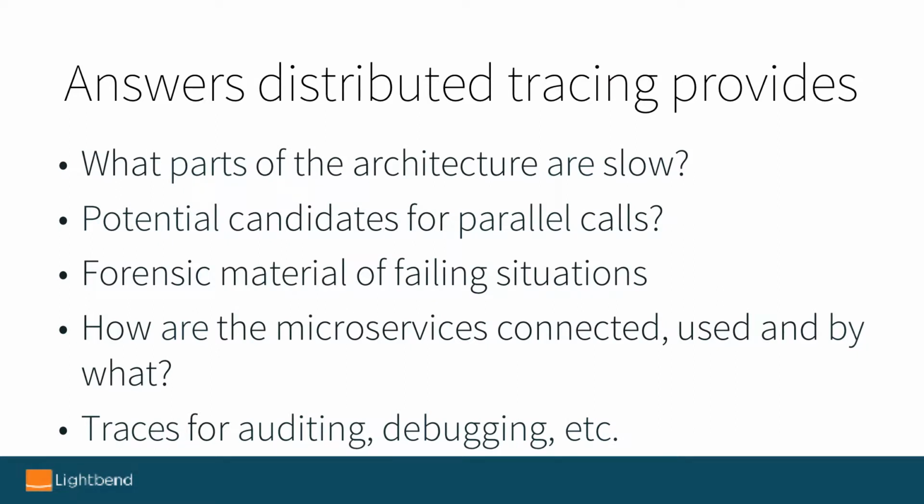So basically, you can get these answers from distributed tracing: what parts of the architecture are slow, potential candidates for parallel calls, forensic material for failing situations, and traces for auditing and debugging and stuff like that, and also this map of how the systems are related together.